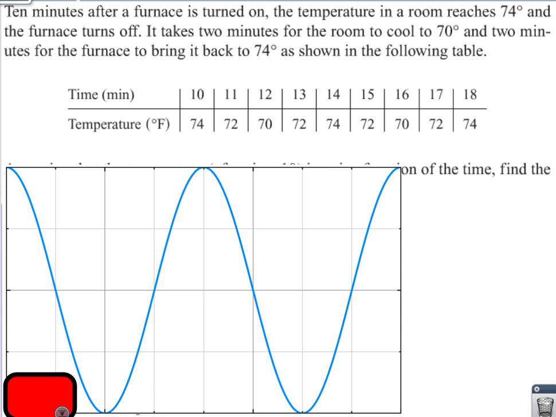So here we've got at 10 minutes. I wonder where that's at on the graph. We can do it right here. At 10 minutes, you're at 74 degrees. At 11 minutes, you're at 72 degrees. At 12 minutes, you're at 70 degrees. And then it starts heating back up. At 13 minutes, you're back to 72 degrees. And at 14 minutes, you're back to 74 degrees. We want to try to fit a curve in this. Okay. And here's how you do it.